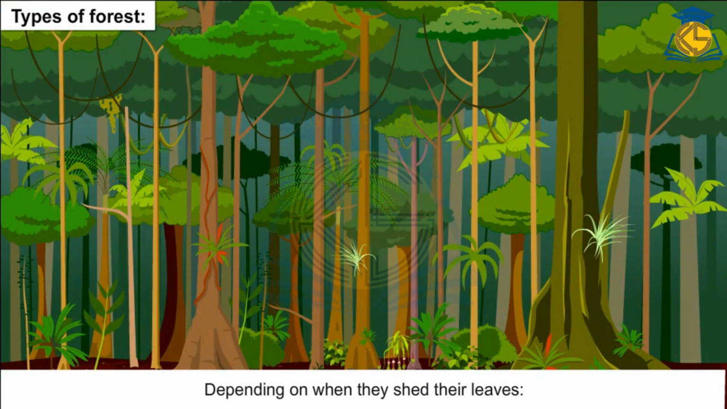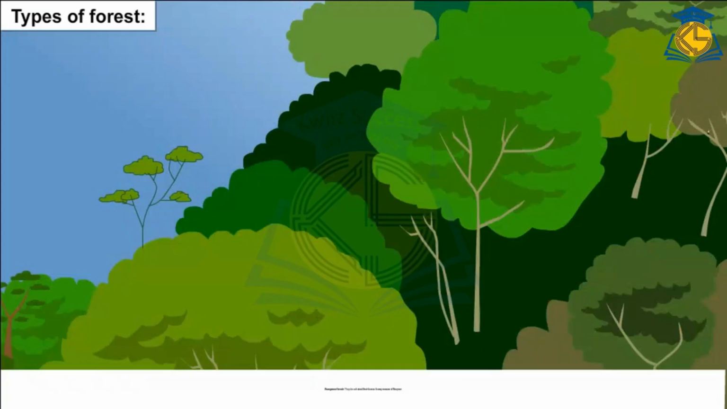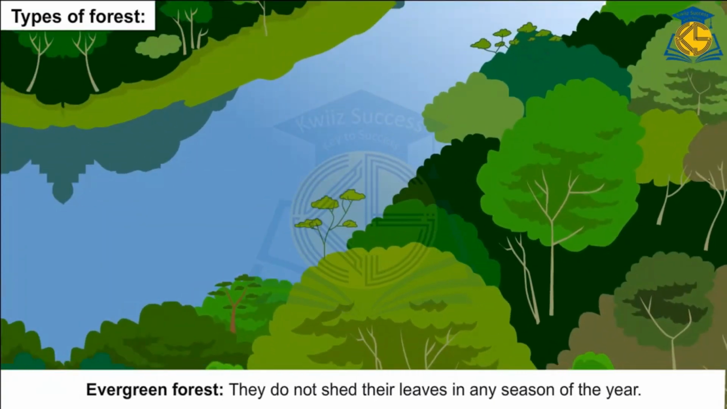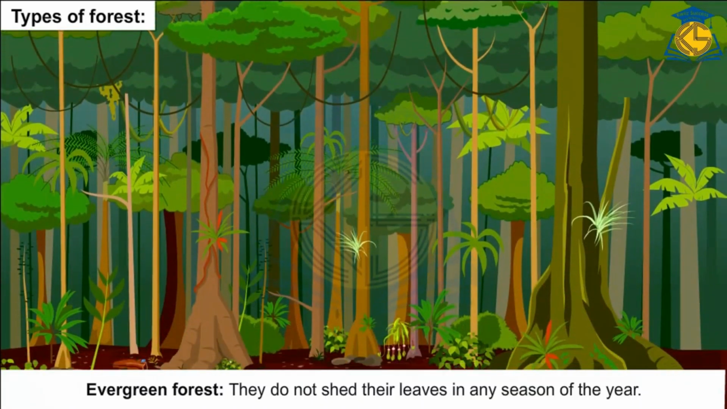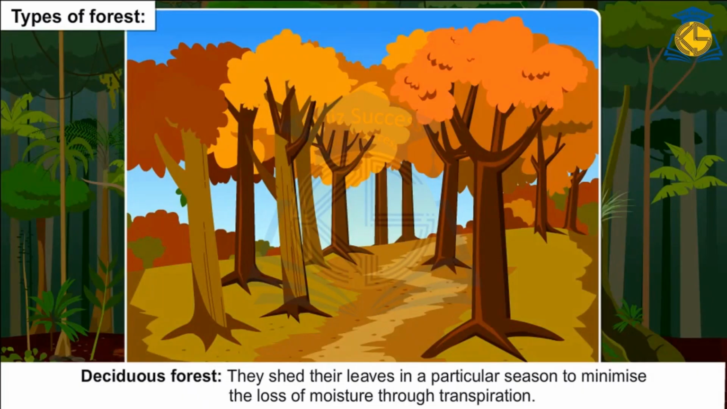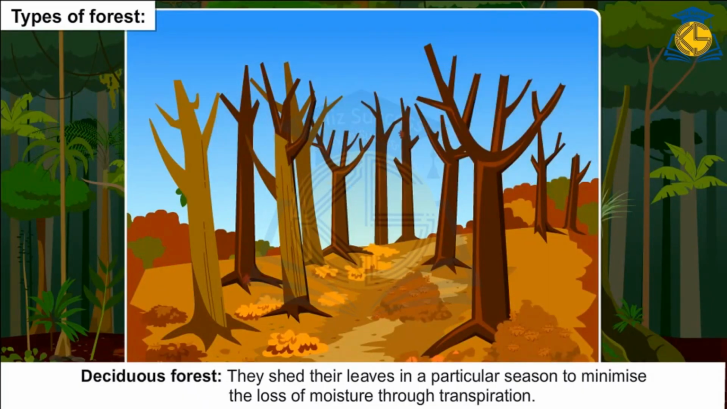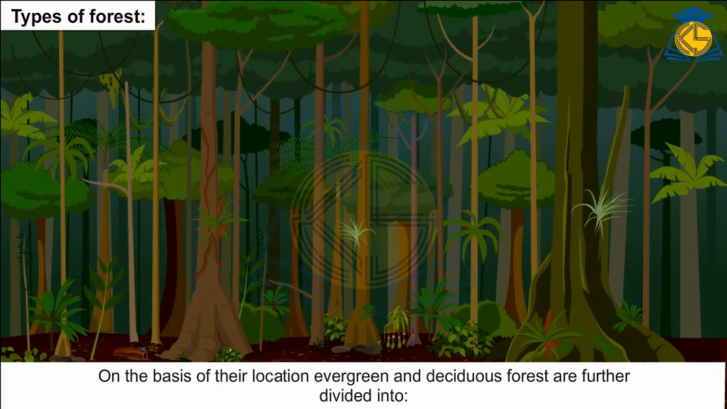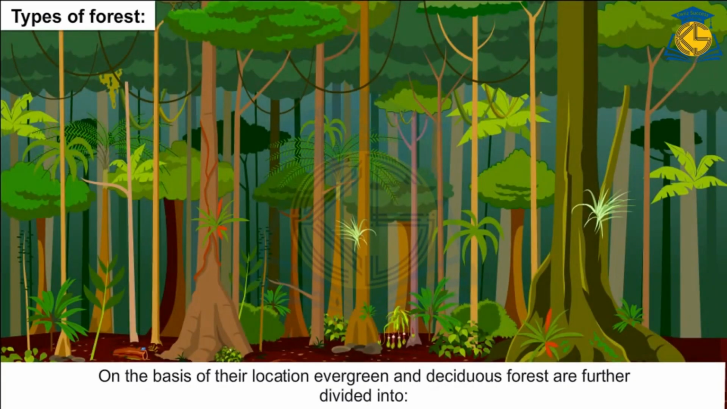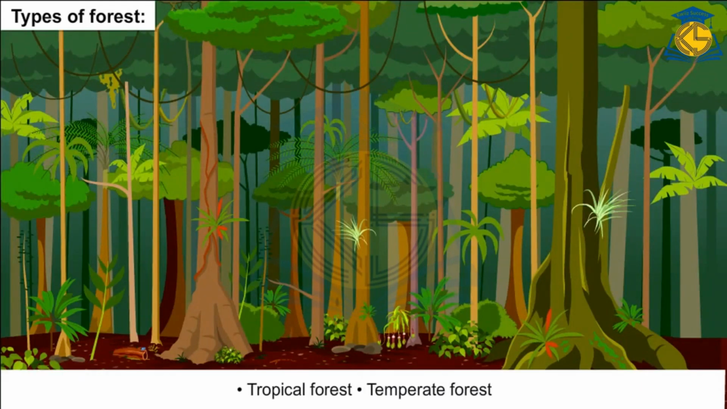Types of forest. Depending on when they shed their leaves. Evergreen forest. They do not shed their leaves in any season of the year. Deciduous forest. They shed their leaves in a particular season to minimize the loss of moisture through transpiration. On the basis of their location, evergreen and deciduous forests are further divided into tropical forest, temperate forest.